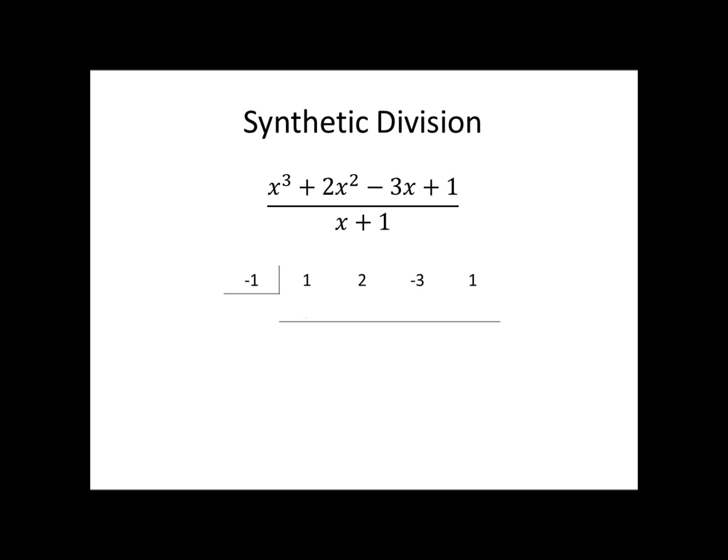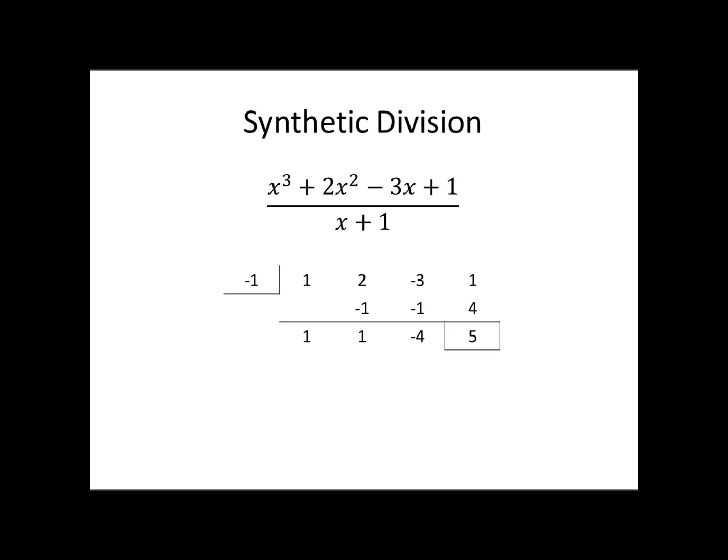So now that I've got everything set up, here's the process. My first number, my first coefficient, I just bring straight down. I don't do anything to it, it just goes straight down. Now I take that number and I multiply by the number that's in the corner box. So negative 1 times 1, and that goes below the next number. Now I add. 2 plus a negative 1 is 1. Multiply again, add, multiply, and add. So we've completed the synthetic division.